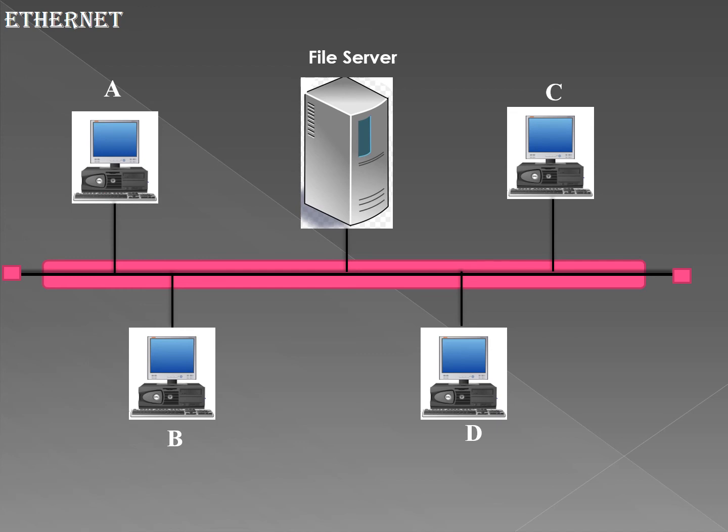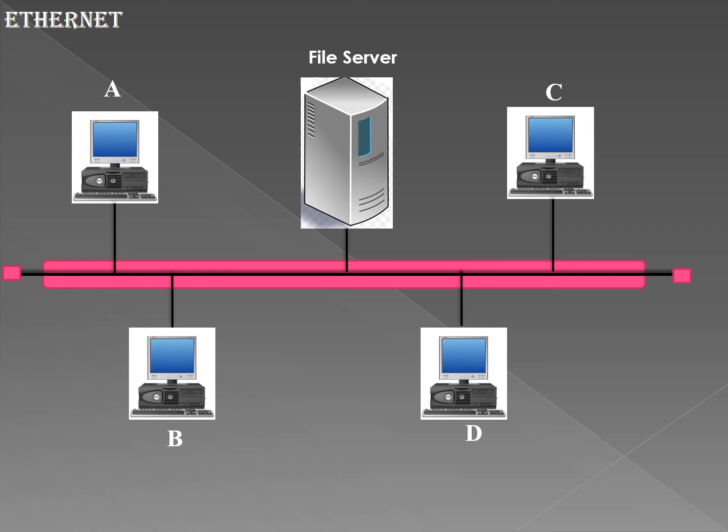So what will happen when it is sending the data inside the Ethernet cable? All the computers, that is B, D and C, will be checking at the same time whether the address matches theirs or not. So who will accept the data? D will accept the data and B and C will ignore the data.